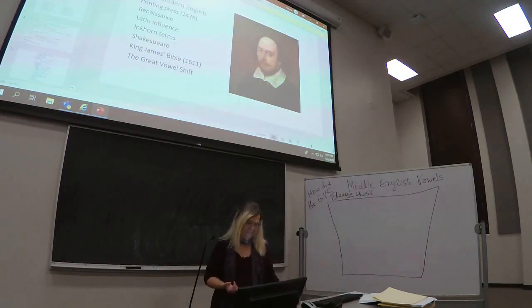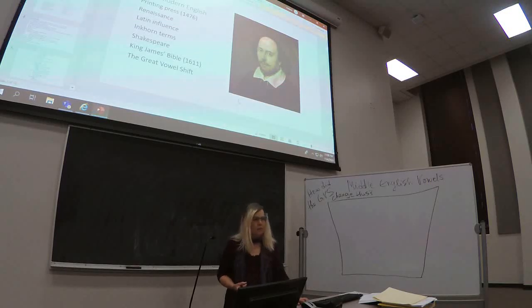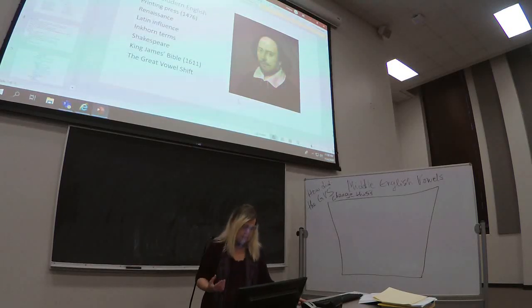Shakespeare is the author to mention from this time. Shakespeare's language is Early Modern English, and he also introduced a lot of new words because he was really good with language, of course. And the King James Bible was published during this time, in 1611, and it's still being used in some churches.